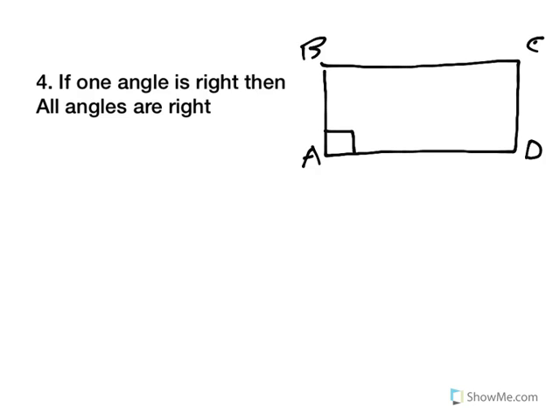Okay, the fourth property of parallelograms is if one angle is right, then all angles are right. So what we can use to help prove this is the third property, where angles are supplementary. So we know that a right angle means that it is 90 degrees. So that means that angle B, because it's supplementary to angle A, is 90 degrees. And then because angle C is supplementary with angle B, we know that that is also 90 degrees. And then same goes with angle D.